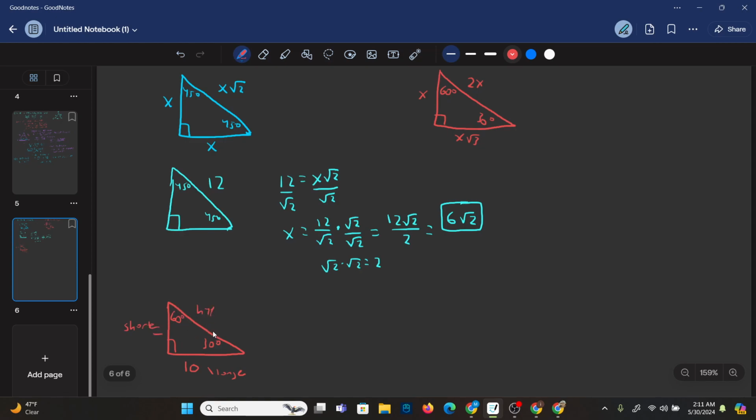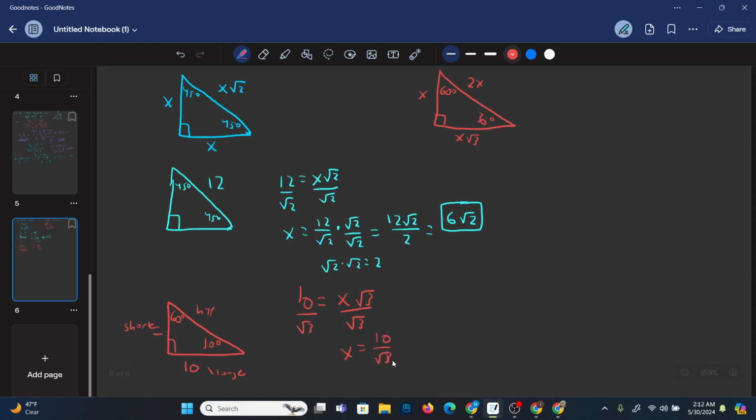Again, the hypotenuse is just opposite the right angle, the longer leg is the one between 90 and 30, and the shorter leg is the one with 90 and 60. So we know that 10 equals x times square root of 3. So in order to find x, we would need to divide by the square root of 3. So x would equal 10 over square root of 3.